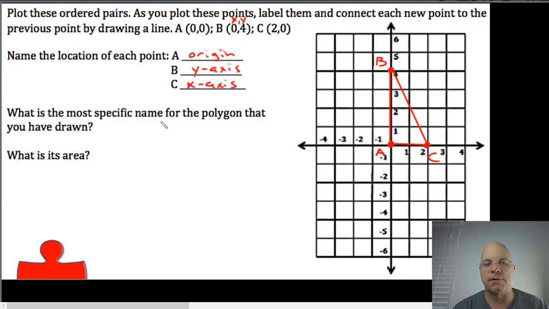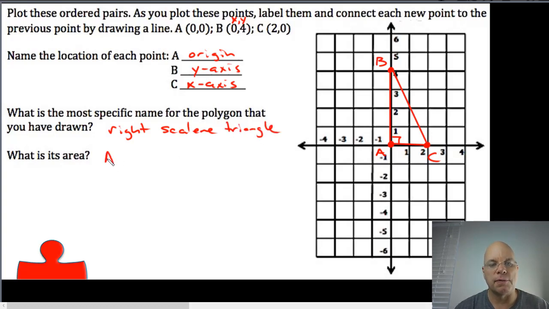The most specific name for the polygon we've drawn: we've drawn a triangle. It has a right angle, so it's a right triangle. And all the sides are different lengths, so it's a right scalene triangle.